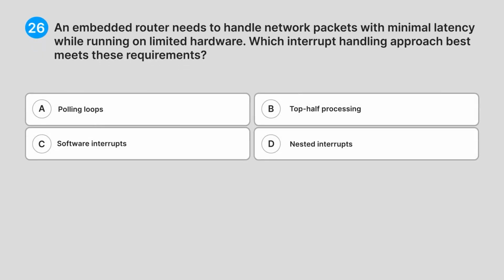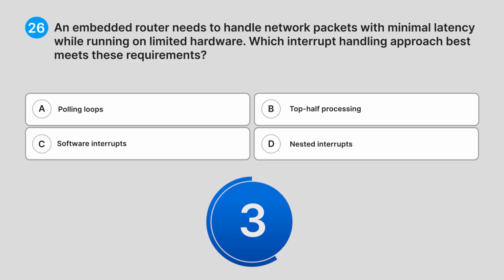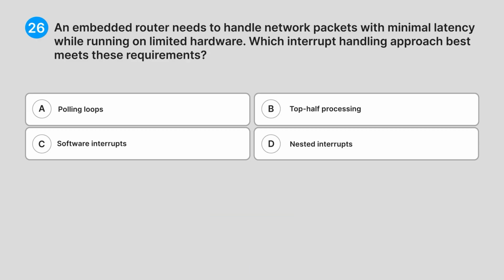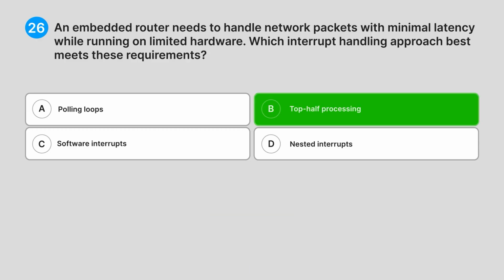26. An embedded router needs to handle network packets with minimal latency while running on limited hardware. Which interrupt handling approach best meets these requirements? A. Polling loops. B. Top-half processing. C. Software interrupts. D. Nested interrupts. Do you know the answer? Correct answer, B. Top-half processing.